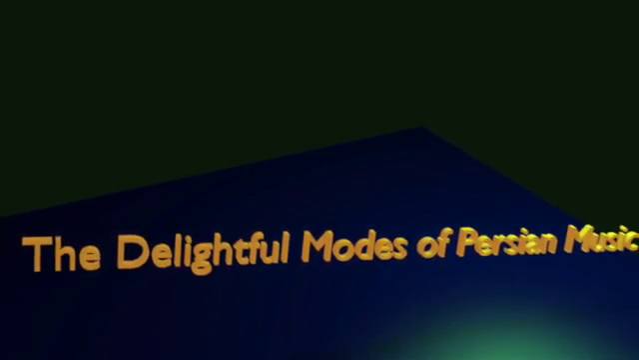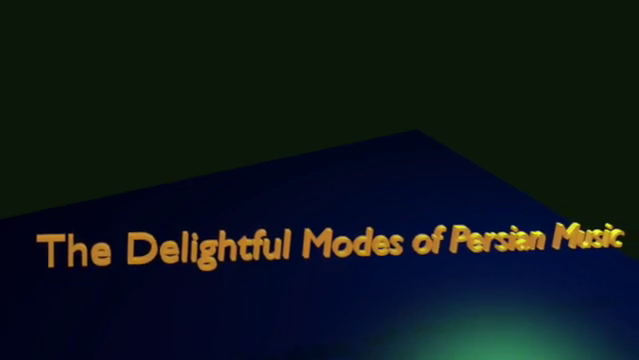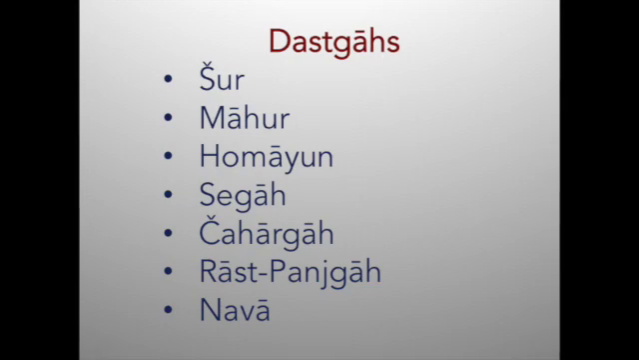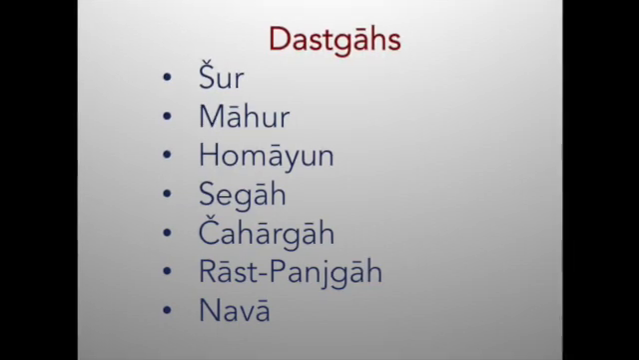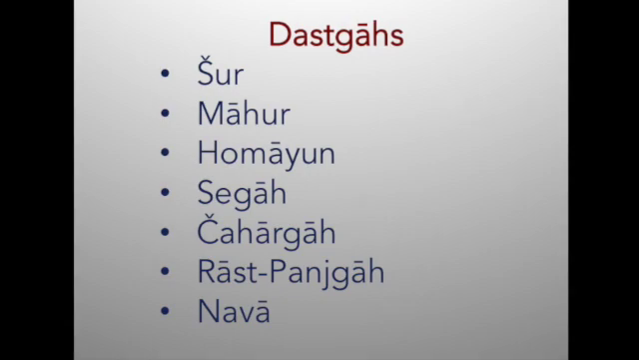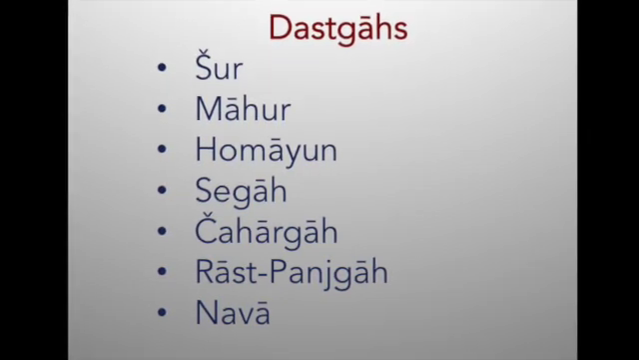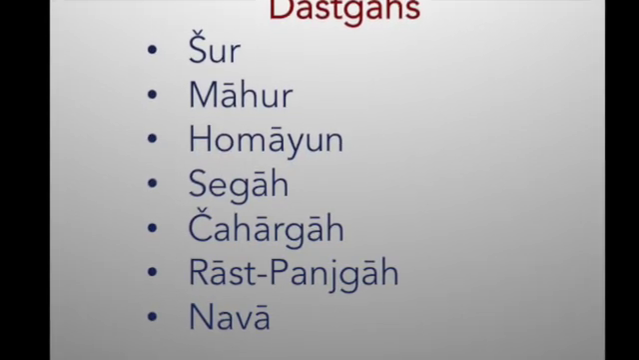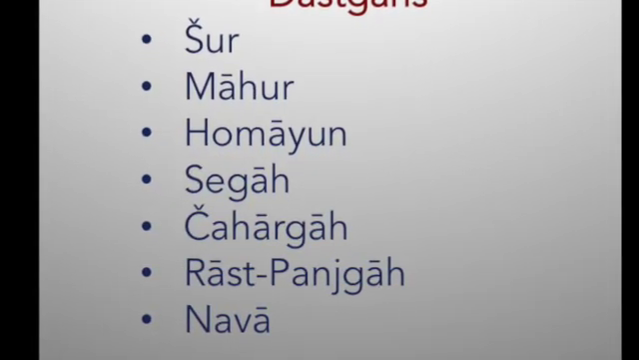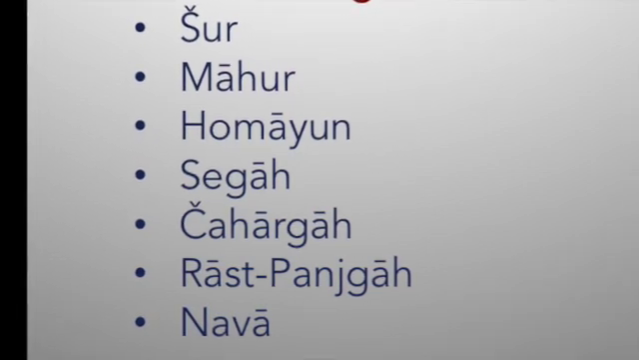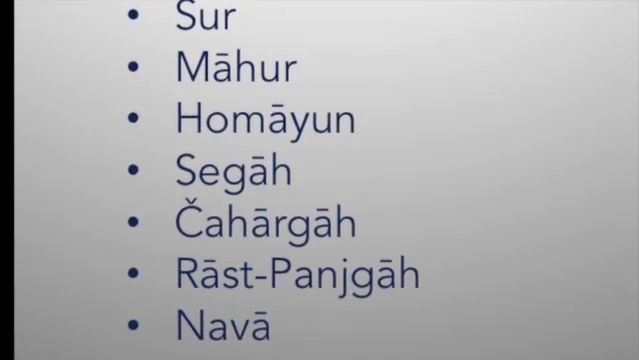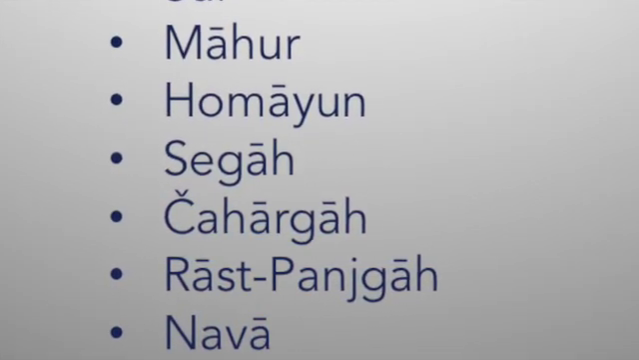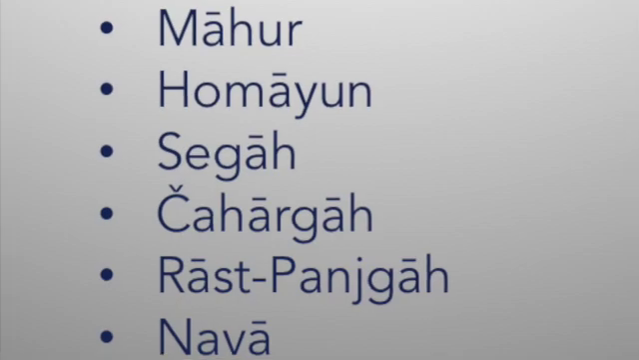Persian music is often described as being built upon 7 modes or Dastgahs, mentioning their names in Persian: Shur, Mahur, Humayun, Segah, Chargah, Rast Panjgah, and Nava. The origins of these names are subject to debate. However, there is consensus that Segah, Chargah, and Rast Panjgah simply refer to the position of the hand on the musical instrument. That is, they mean the 3rd place, the 4th place, and the 5th place, respectively.